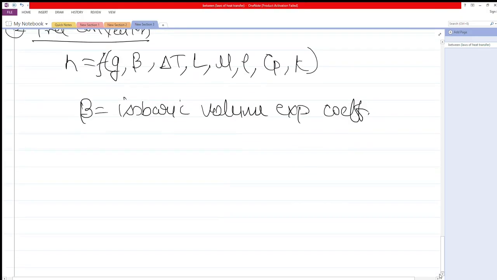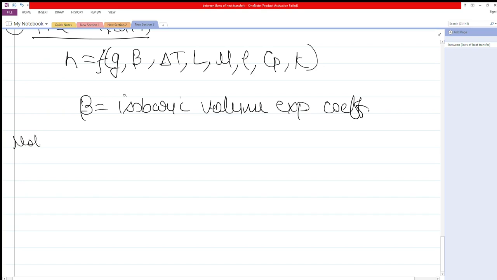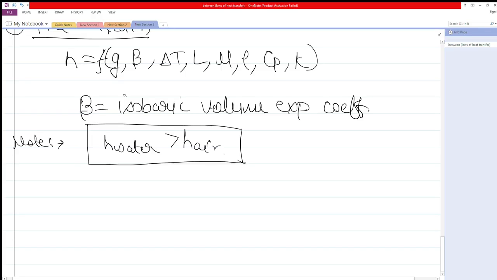Note important information: the convective heat transfer coefficient for water is higher than that of air. Considering the same kind of convection, if we talk about forced convection, h water will be higher than h air. If we talk about free convection, h water will be higher than h air. But if we compare the convective heat transfer coefficient of air in forced convection with that of water in free convection, then there may be a variation, and the above relation will not hold good.